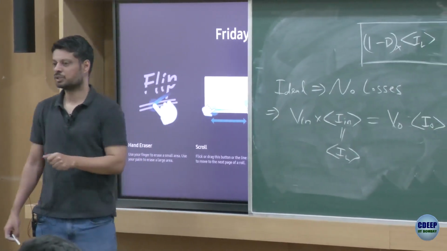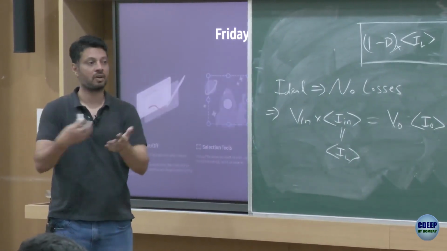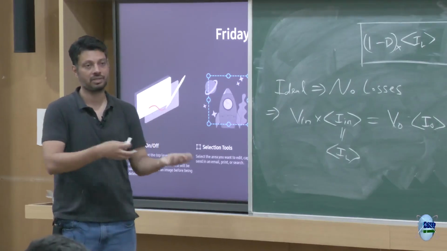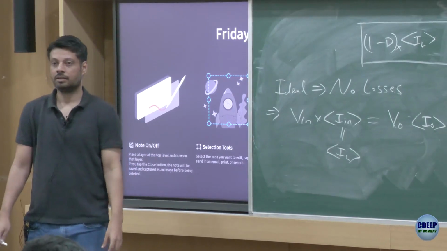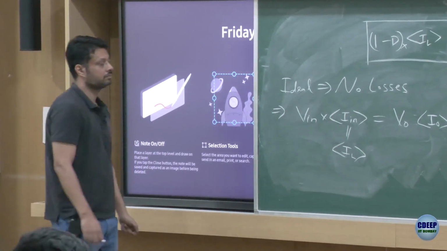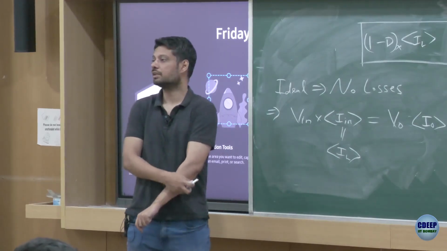There was an assignment question also previously, where you could have either done it directly by equating input average power to output average power, or you could have done it this way, drawing the waveforms. Any doubts so far? Any questions?